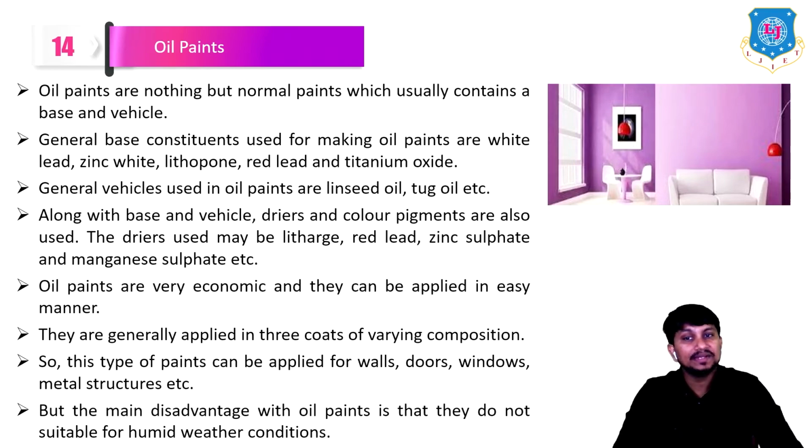These oil paints are very economical and they can be applied in a very easy manner. They are generally applied in three coats of varying compositions. So this type of paint can be applied for walls, doors, windows, metal structures, etc. in a number of types of buildings. So the basic type of paint which is used in a number of buildings is oil paint.